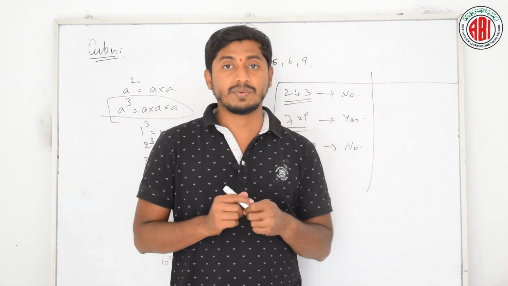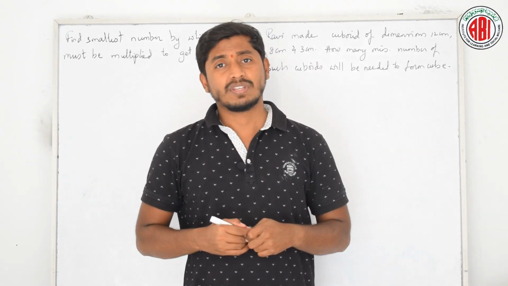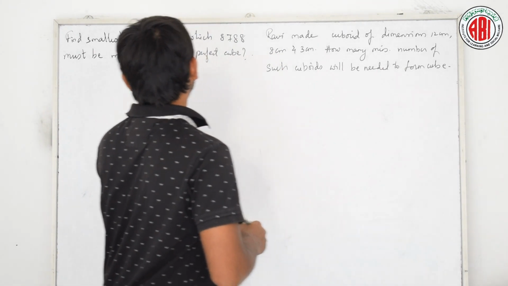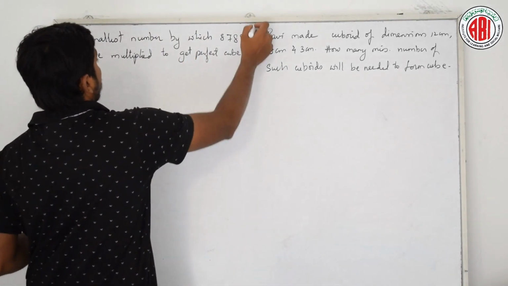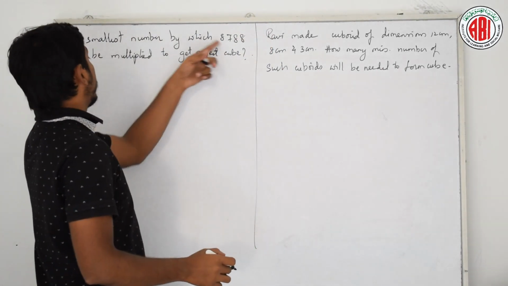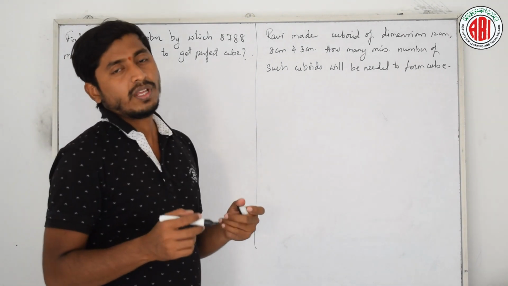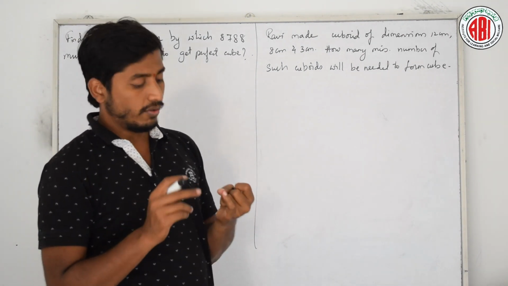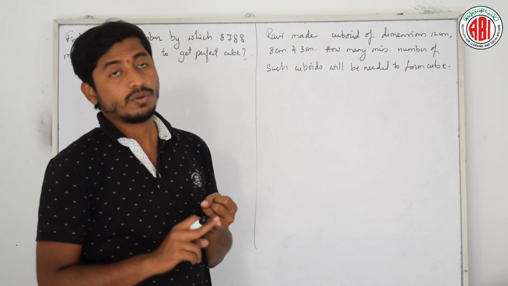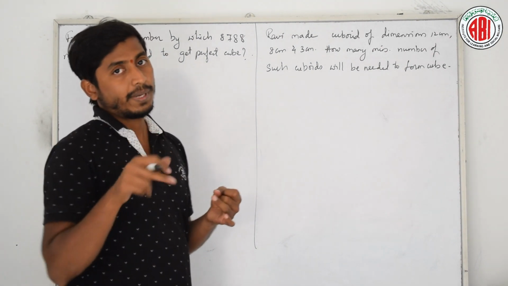Is it clear? Did you understand? Shall we move on to the next problem? Let's do it. Now see here. The question given here is, he is asking us to find the smallest number by which this must be multiplied to get a perfect cube. How do we do it? We already know, to check whether a given number is a perfect cube or perfect square, we have to do prime factorization.